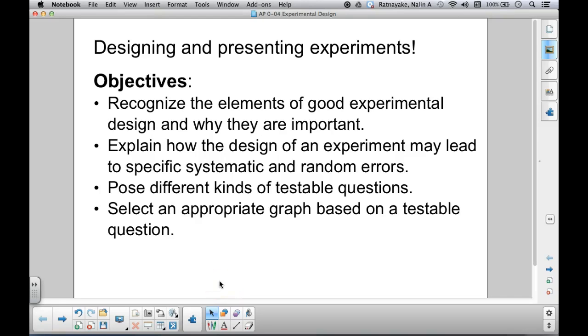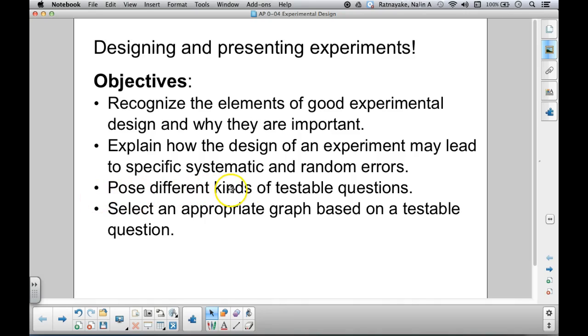This lecture is about designing and presenting experiments. Our objectives are to be able to recognize the elements of good experimental design and why they're important, explain how the design of an experiment may lead to specific systematic and random errors, and if you're not sure what systematic and random errors are, try an earlier lecture about measurement uncertainty.